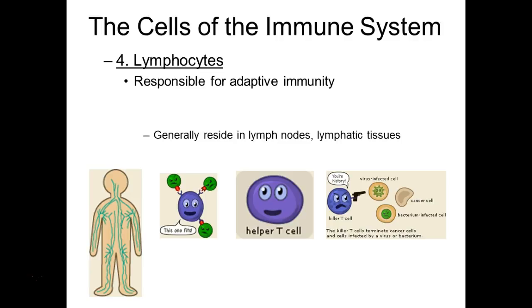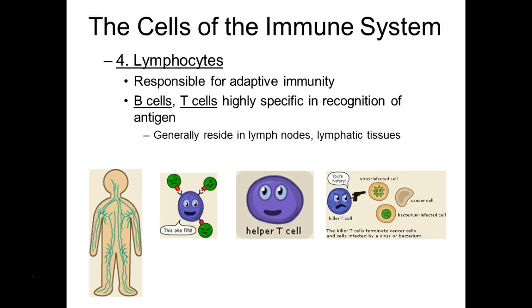And then we have some of my favorite cells, which are your lymphocytes. And these guys are the reason why we have an adaptive immune response. Adaptive immunity could not exist without them. So these are your B cells, T cells, which are very specific as to what type of antigens they recognize. They generally reside in your lymph nodes and lymphatic tissue, so that's where they get their name, right? Because we found them in these locations.